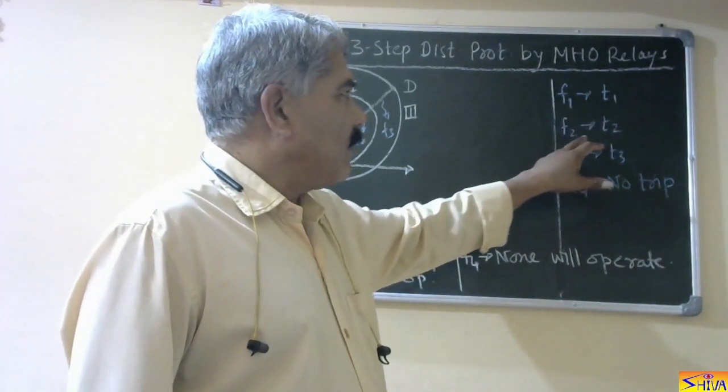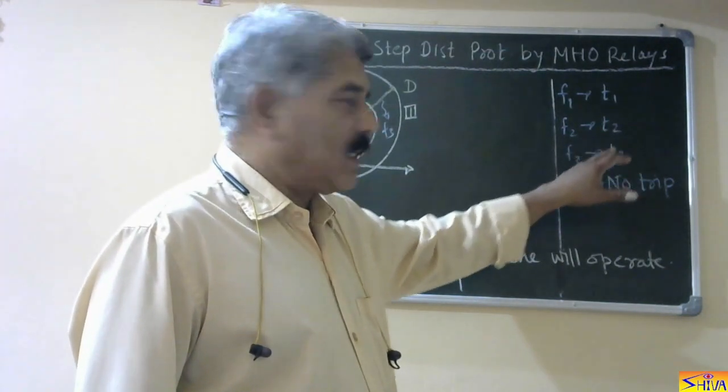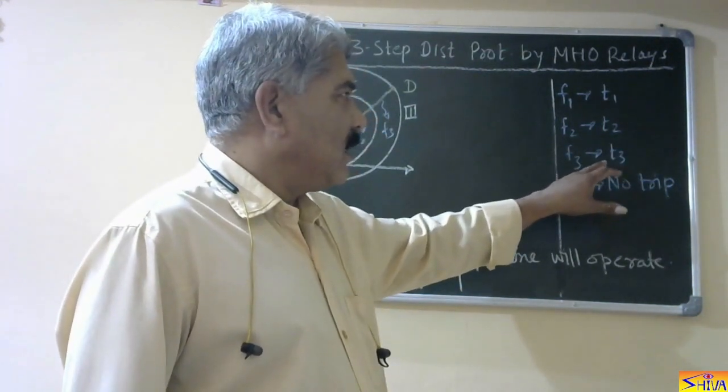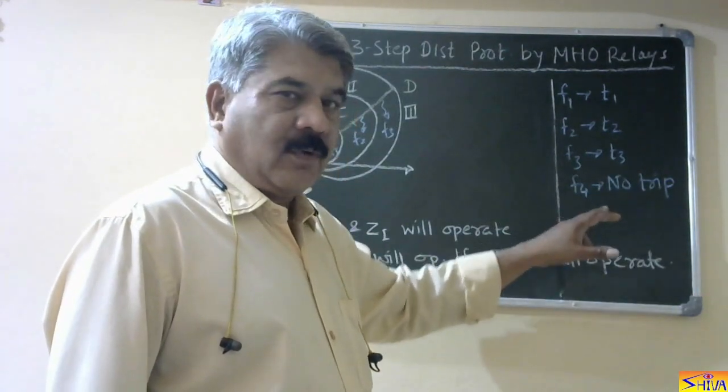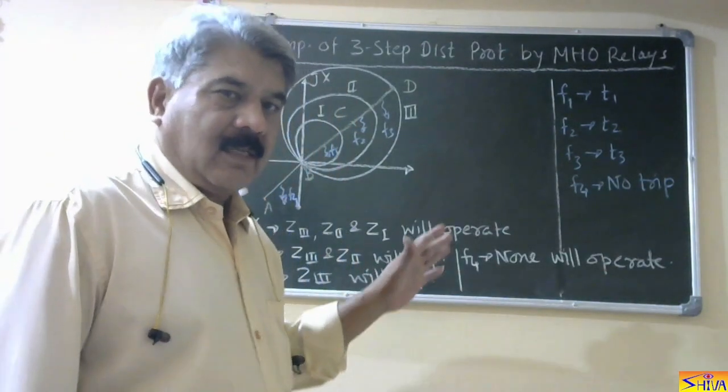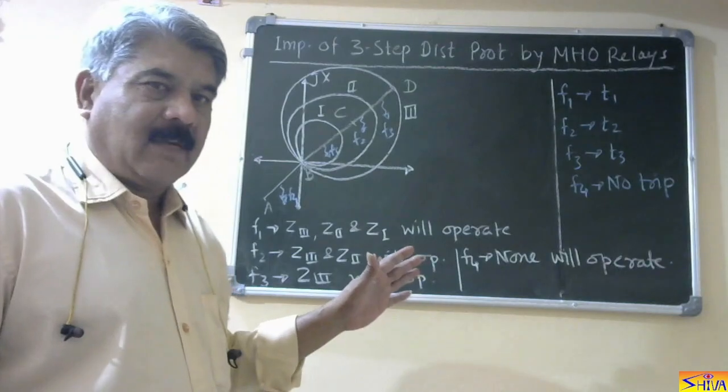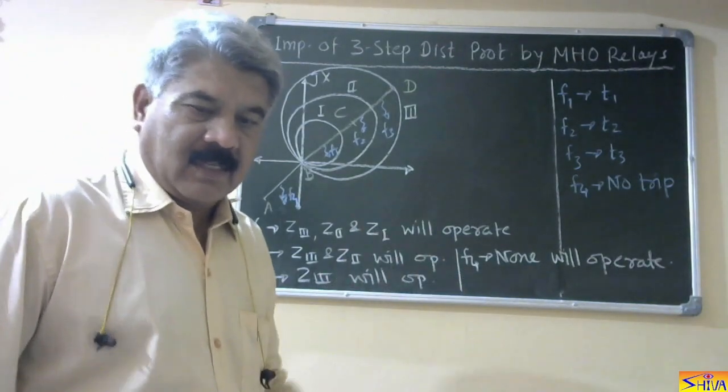And our requirement is for fault F1, operating time should be T1. For F2, it is T2, that is T1 plus delta T. And for F3, it is T3, that is T2 plus delta T, and F4 no trip. Now let us draw the contact diagram to implement this scheme.